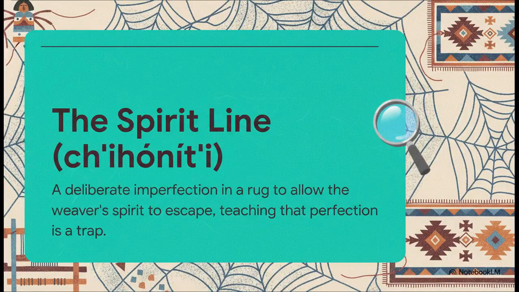Spider Grandmother taught the Navajo people how to weave, but she also taught them about the spirit line. This is a deliberate imperfection. A single thread left intentionally loose in the border of a rug. Why would you do that? To allow the weaver's spirit to escape. It's such a profound lesson for therapy, isn't it? Perfection is a trap. We have to always leave ourselves an opening to move, to change, and to grow.